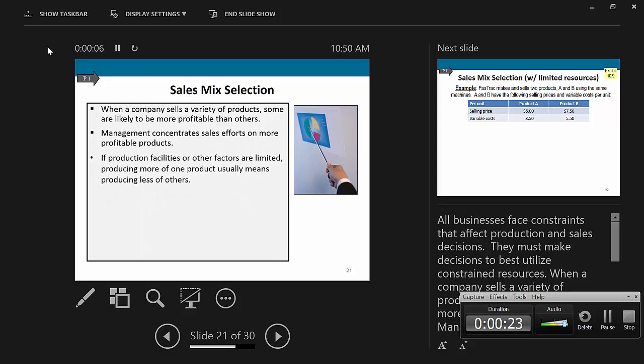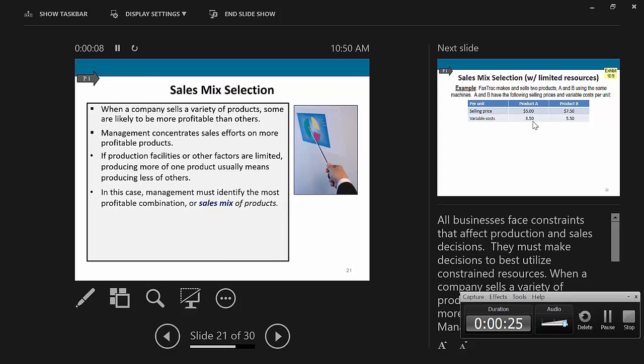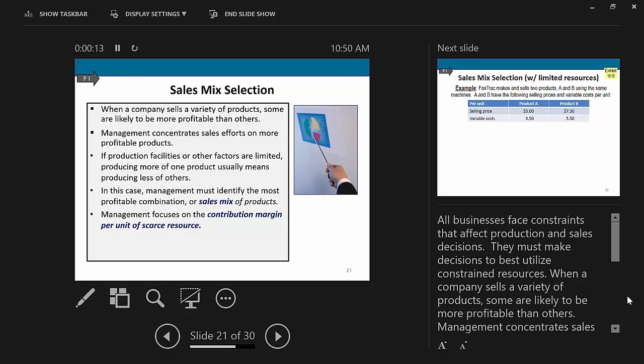Okay, guys, let's go ahead then, and I think we should be able to pick up from where we were, which is this sales mix.